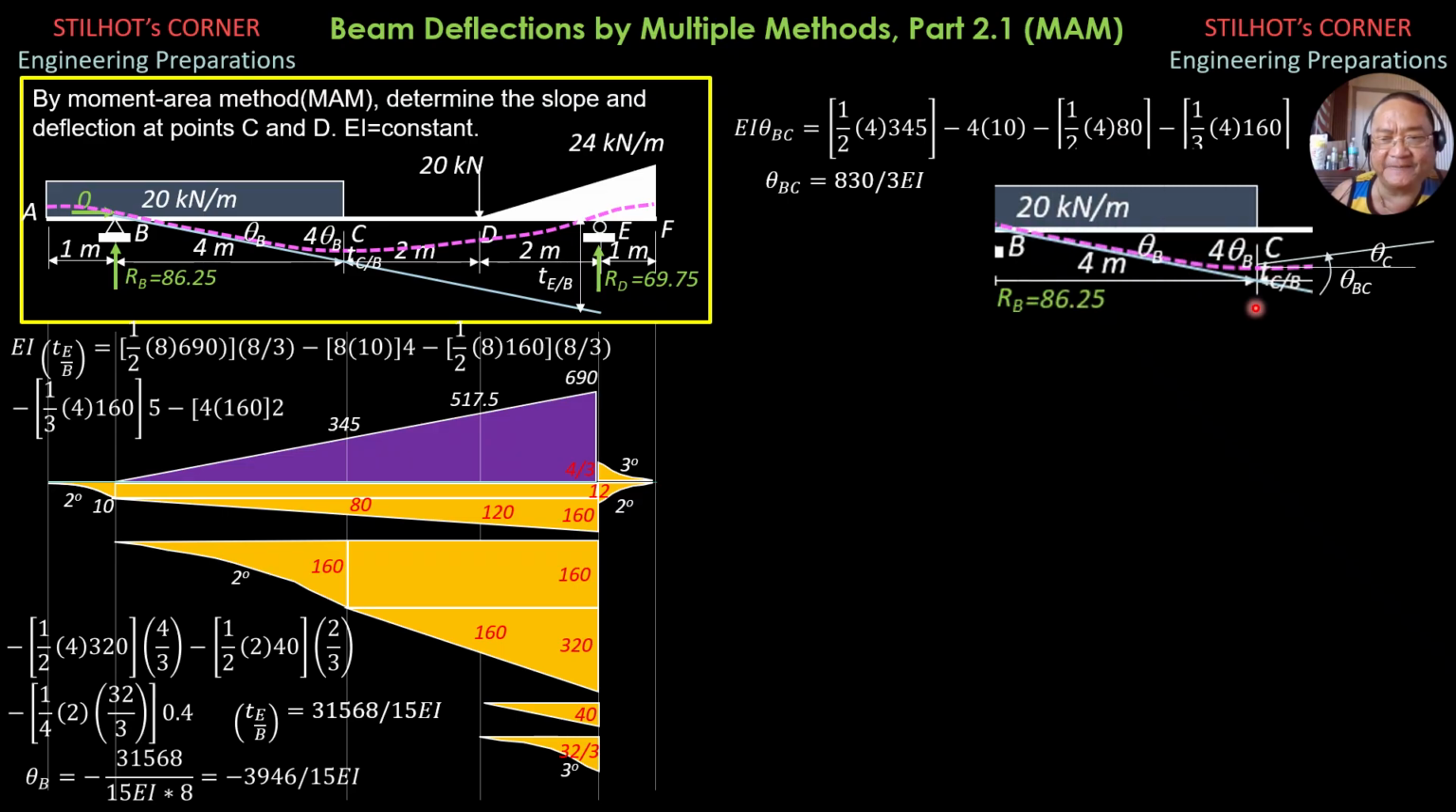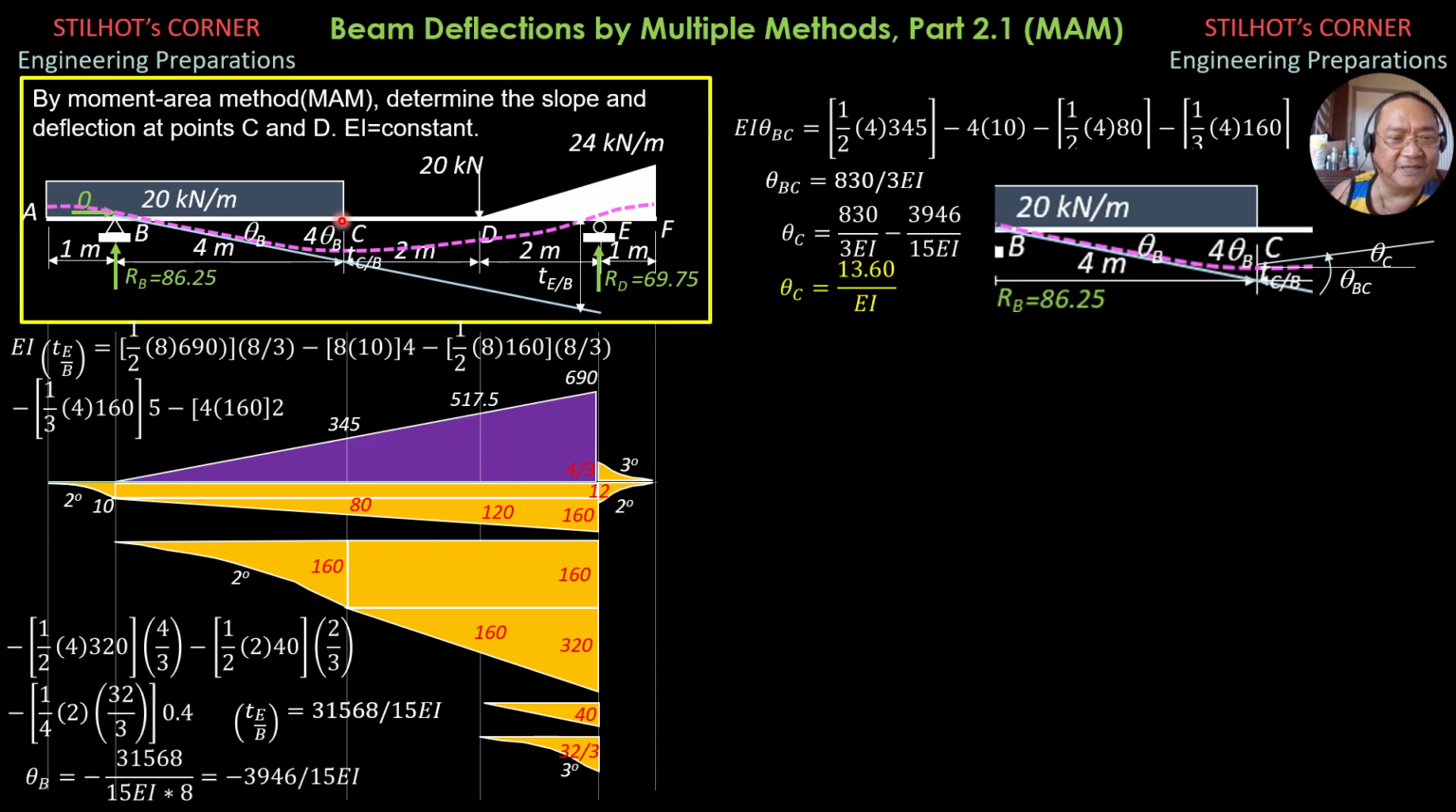So this is point C, this is the tangent at B, and the angle that the tangent at B makes with the horizontal is theta B. Theta BC is greater, counterclockwise, positive. So theta C is the absolute value of theta BC, which is still positive, minus the absolute value of theta B, which is negative, but we'll make it positive as shown in the figure. So theta C is theta BC, absolute value, minus absolute value of theta B. So theta C is positive 13.6 over EI.